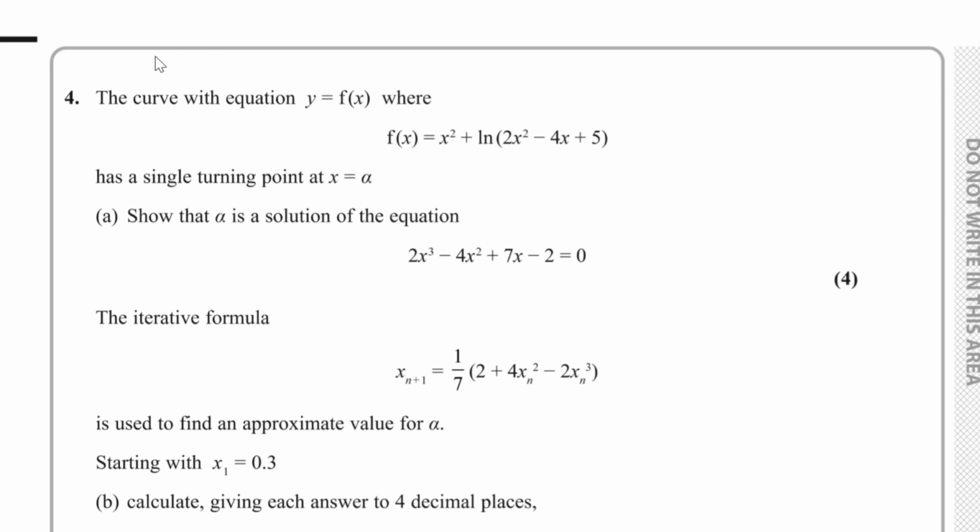Question number 4. The curve with equation y equals f of x, where f of x equals x squared plus the natural log of 2x squared minus 4x plus 5, has a single turning point at x equals alpha. For part A, we have to show that alpha is a solution of the equation 2x cubed minus 4x squared plus 7x minus 2 equals 0.